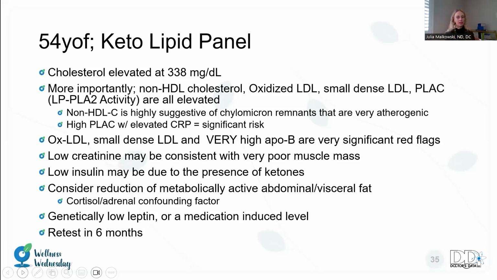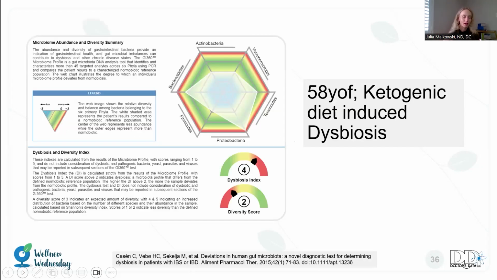Now, the low creatinine may be consistent with the poor muscle mass. So you'll see this in patients that are on the GLP-1 agonists, but also patients that are adhering to a ketogenic diet, and their muscle turnover is too high at the moment. As we mentioned, low insulin is a factor of the presence of the ketones. So for this patient, we would like to retest this in 6 months after we've recommended remediation. Let's take a look at the microbiome.